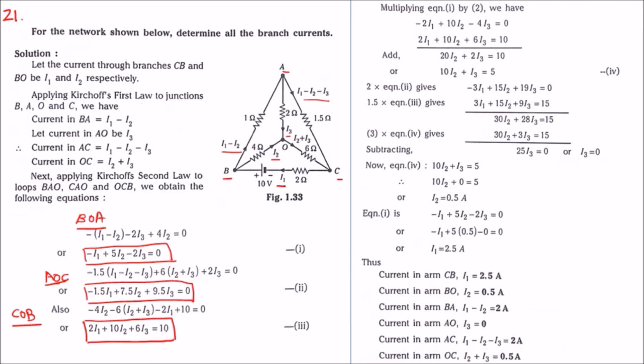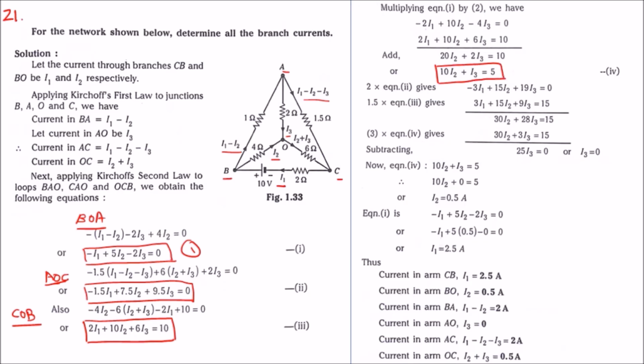So using these equations, we will simplify further. First we will multiply 2 to equation 1. When we multiply, it will be almost similar to equation 3. So using that we will add both equations and we will get a fourth equation, that is 10I2 plus I3 is equal to 5.